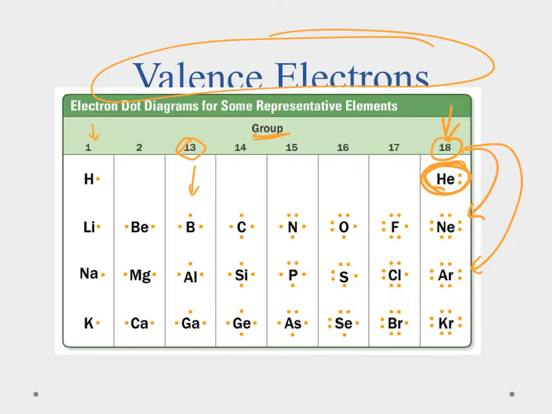These that are missing a space from 8, so they have 7, are going to look to gain an electron, and these guys here that have only 1 electron kind of want to get rid of that one. So we'll talk about bonding a little bit more in the lesson, but I just wanted you to get an idea of what we call valence electrons, and those are the outermost ones.